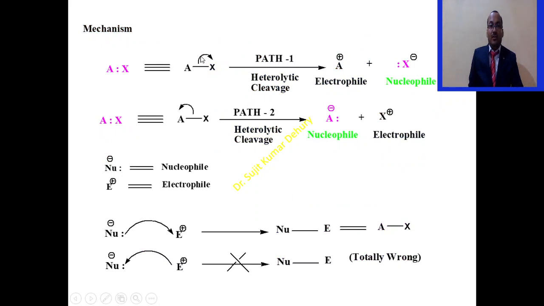Here the two-headed curved arrow shows the direction in which the bond is breaking, and it also shows the motion of two electrons. That means if the bond is breaking on atom X, X will get two electrons, giving rise to X minus with two electrons, and atom A will be electron deficient with no electron, so it will be A plus. A plus is called the electrophile and X minus is called the nucleophile. Similarly, it can happen that this bond can break on atom A, so that leads to A minus and X plus.